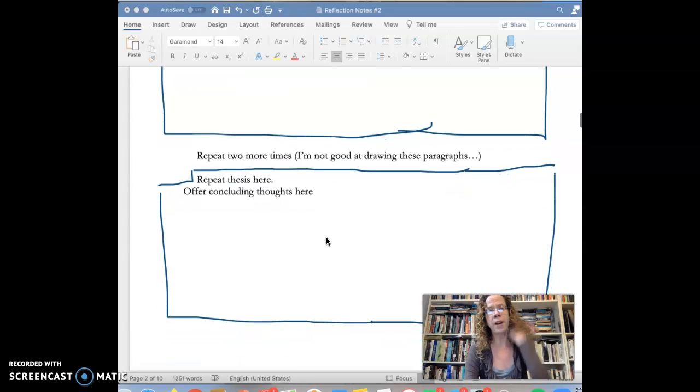Here's your conclusion paragraph. Repeat your thesis statement here. I might have forgotten what it is you're talking about because I'm all wrapped up in your writing, okay? And then you want to offer concluding thoughts. And the conclusion is the place where you leave your last impression. So often, the intro and the conclusion paragraphs are two of the hardest paragraphs to write because you really need to think about the impression you want to leave on your reader.